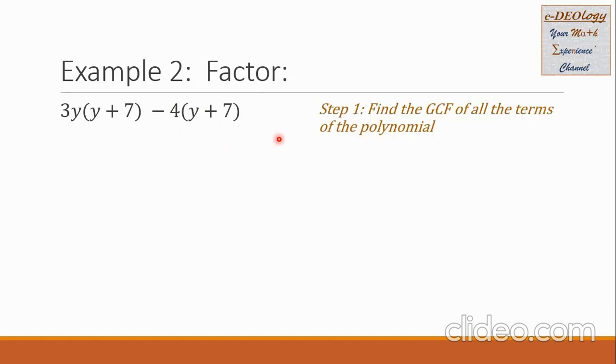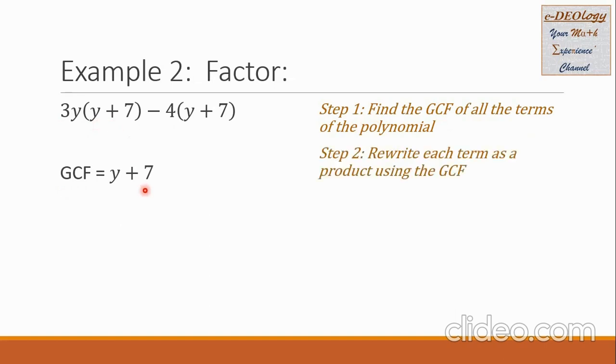Let us go to our step 1. Find the GCF of all the terms of the polynomial. So our GCF is this y plus 7. That is the common factor in the first group and in the second group. So I wrote here the GCF, that same y plus 7. Step 2. Rewrite each term as a product using the GCF. In this problem, it is already in the form of a product in such a way that one of the factors is the GCF. So we just copy that same problem.